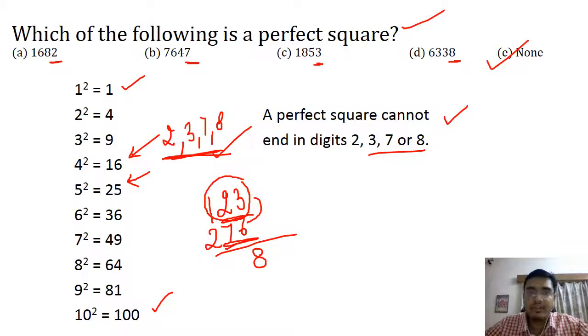So first, what we need to remember is that the difference between any two consecutive squares is an odd number. Second, a perfect square cannot end in the digits 2, 3, 7 or 8.